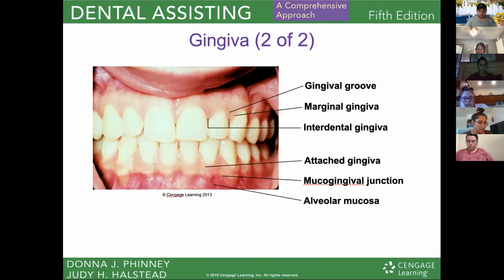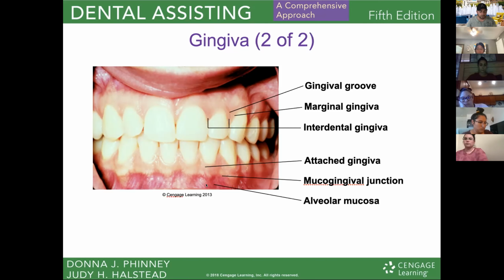So here we have some diagrams of the gingiva. We have the alveolar mucosa, which flows into the tissue of the cheeks, the lips, and the inside floor of the mandible, and appears loosely attached. Okay, we're talking about this area here.